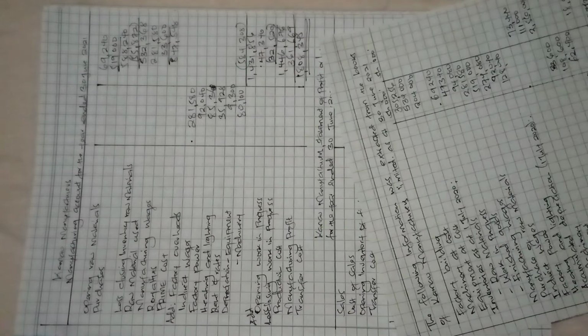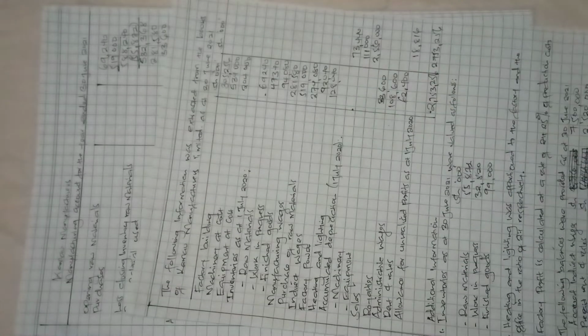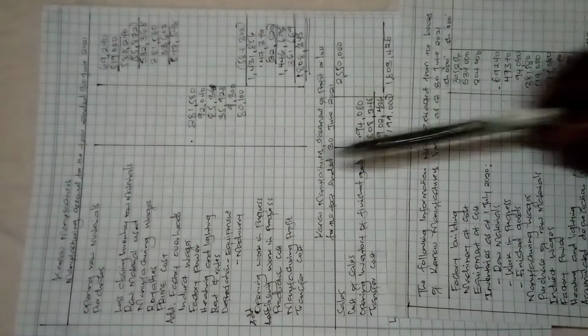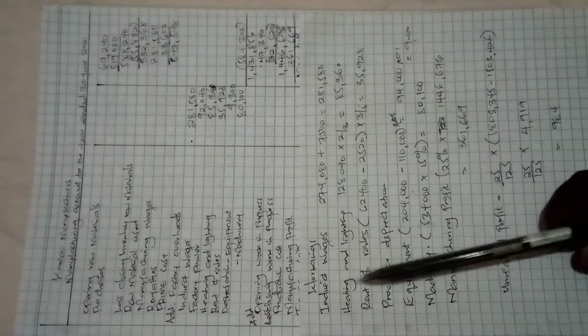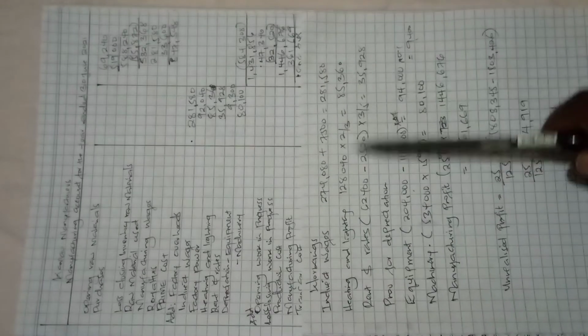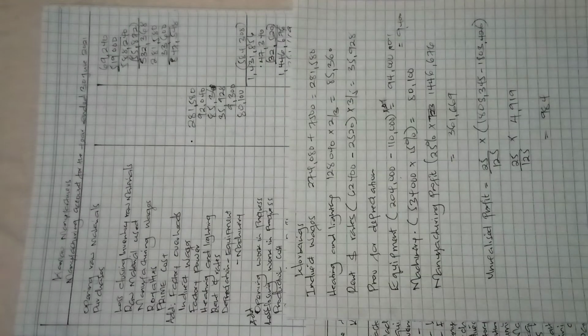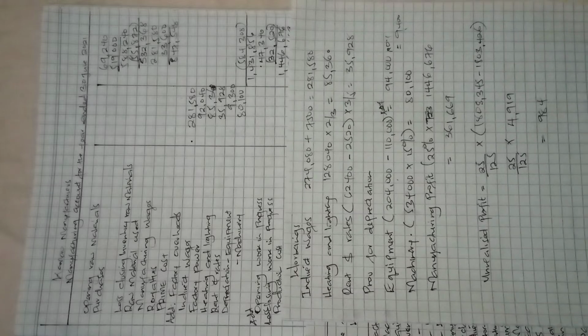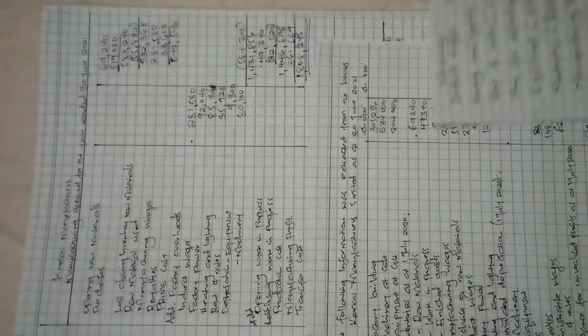Factory power, it is here in the illustration. Factory power 92,040. You go to heating and lighting. That one we had already worked out, so you pick it as it is. Heating and lighting, we have 85,360. Then you go to rent and rates. We had already done that for rent and rates. So we have 62,400. That one we had already adjusted.